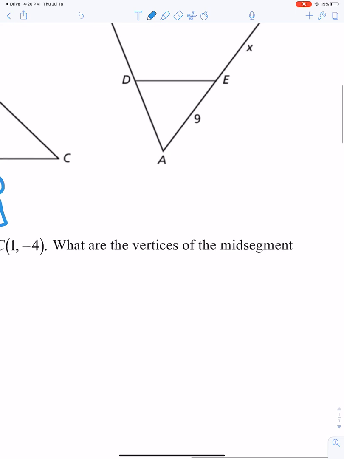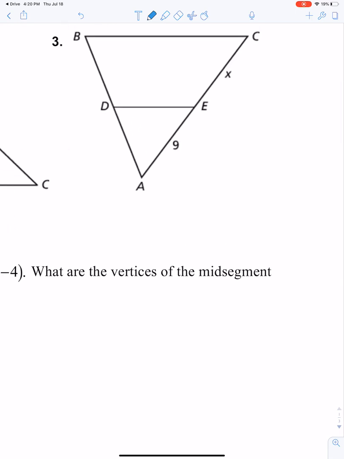And the last one, AE is 9, and EC is on the other side of the mid-segment. Well, the mid-segment is created by a midpoint. A midpoint splits a side into two congruent parts, which means that EC must also equal 9, okay?